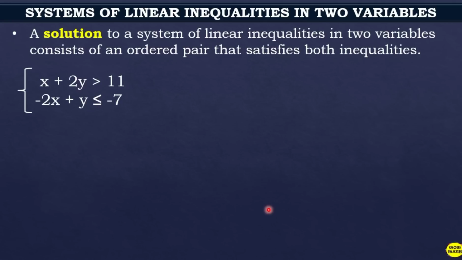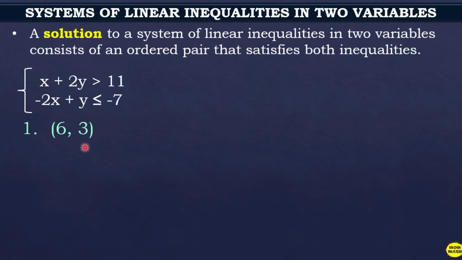So, I have here a system of x plus 2y is greater than 11, and negative 2x plus y is less than or equal to negative 7. So, we need to look for the solution. Let's get some ordered pair, and let's see if (6, 3) is a solution to the given system. Tingnan natin paano ba natin malalaman na solution siya or hindi.